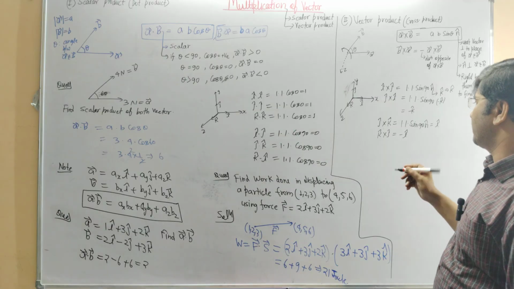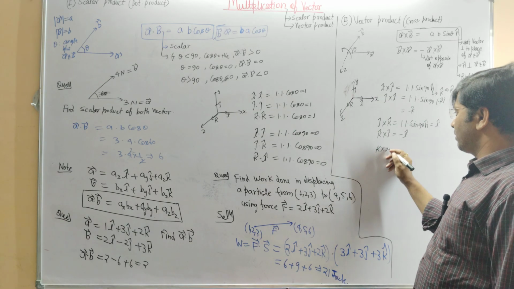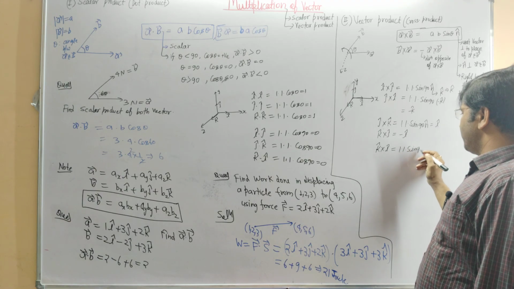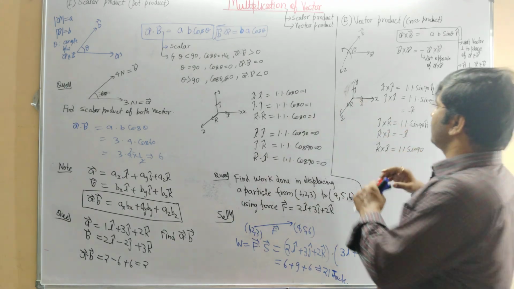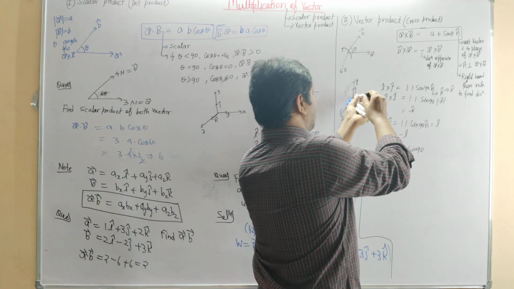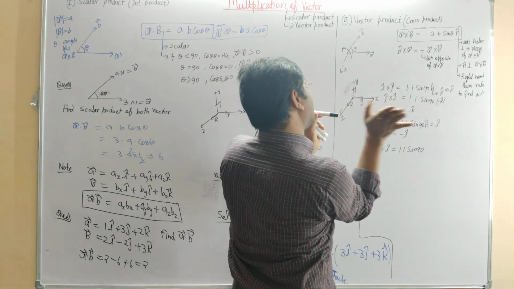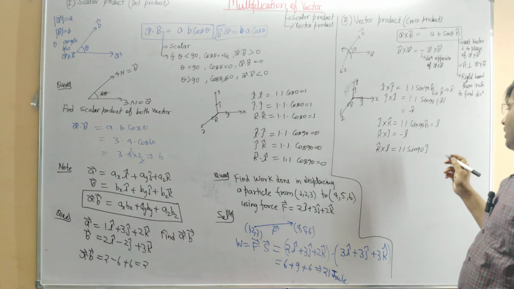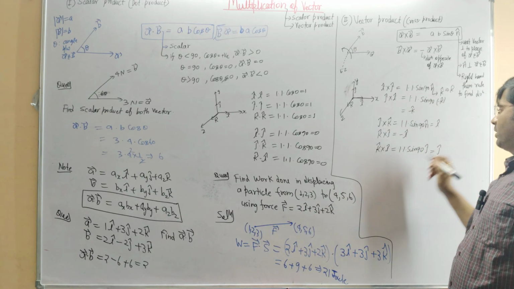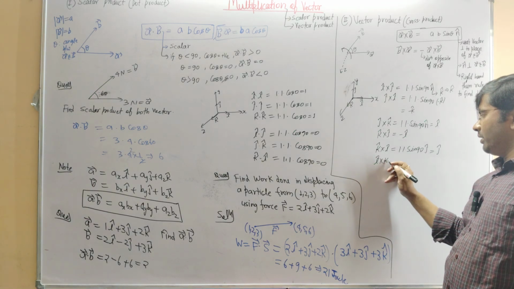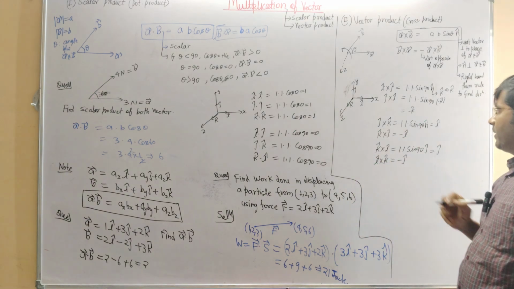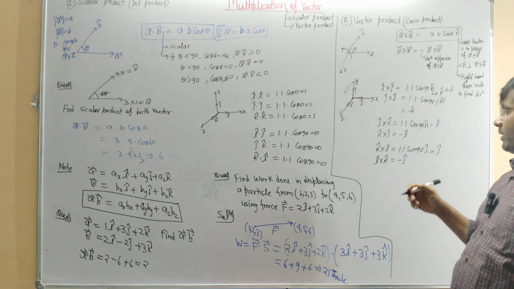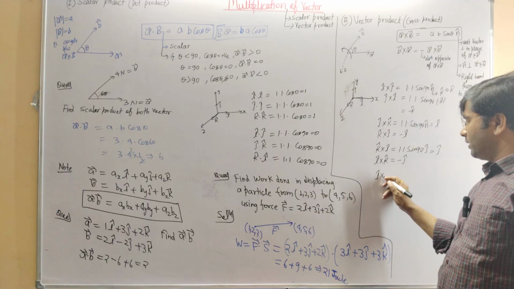Okay, so if I'm writing k cross i, this will be 1 into 1 into sin 90, and k cross i. If I curl my finger from k to i, it will be towards y. So this is j cap only. So i cross k will be minus j cap.